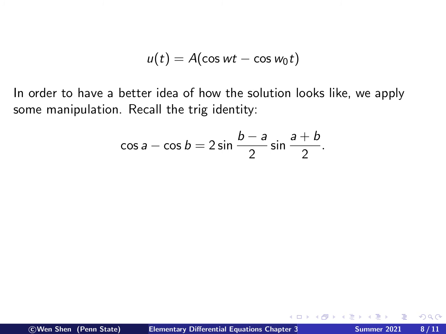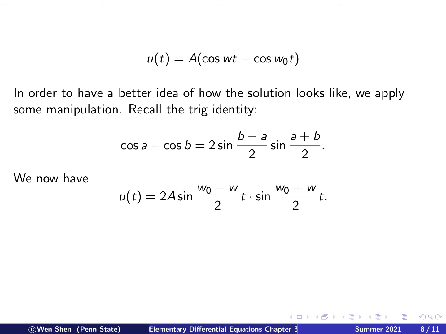In order to see the behavior of such a solution, we can apply some manipulation using one of our favorite, my favorite, maybe yours also, trig identity. So cosine of A minus cosine of B is 2 times sine of (B minus A)/2 and sine of (A plus B)/2.